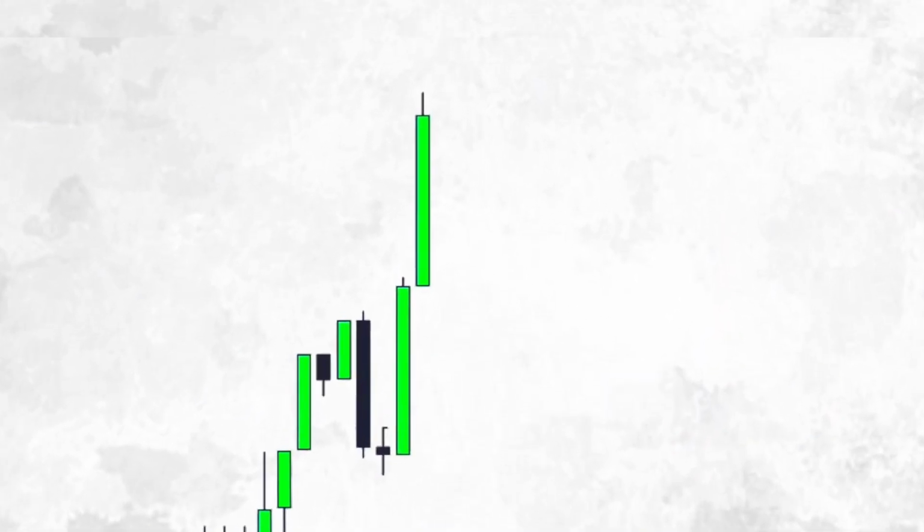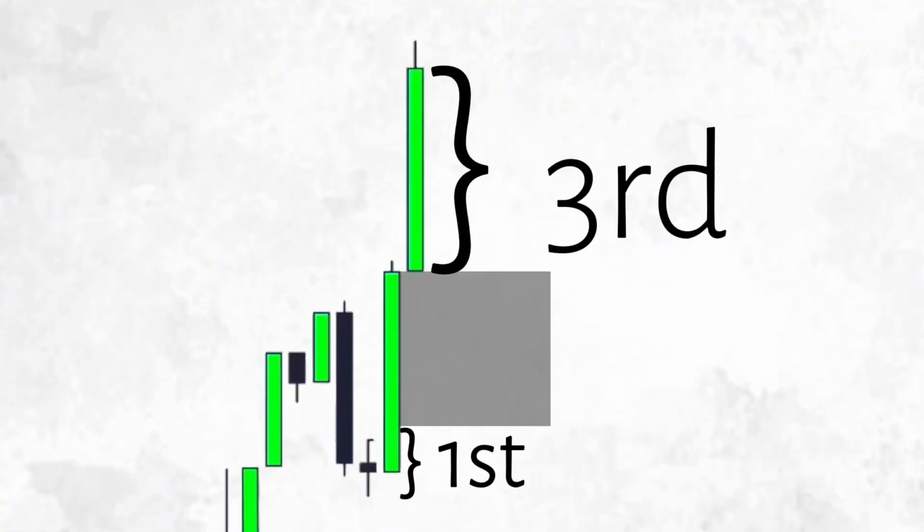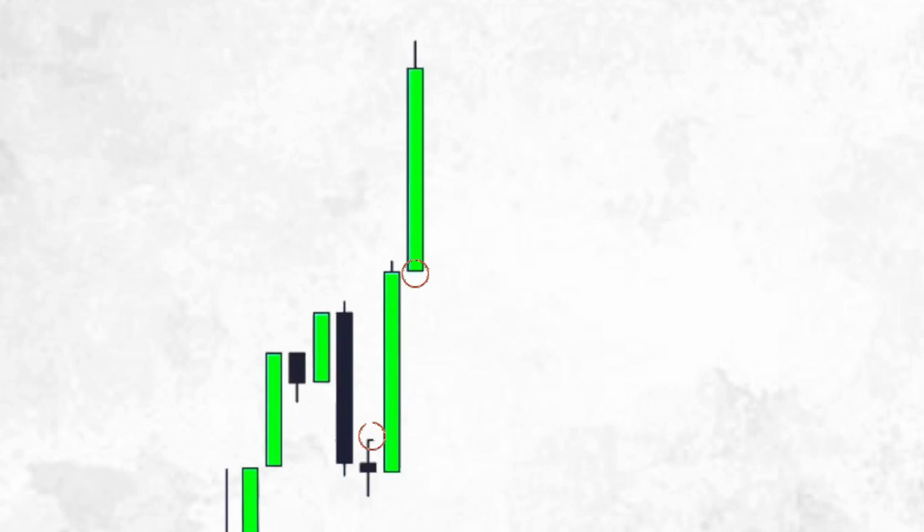The third candle doesn't fully overlap with the first candle, leaving a gap. This is the general criteria for every fair value gap in a bullish trend: the low of the third candle must be higher than the high of the first candle.